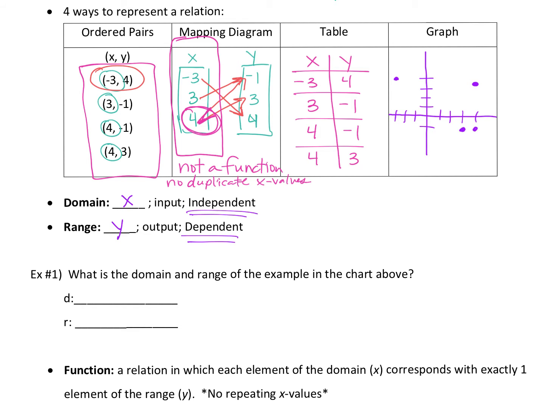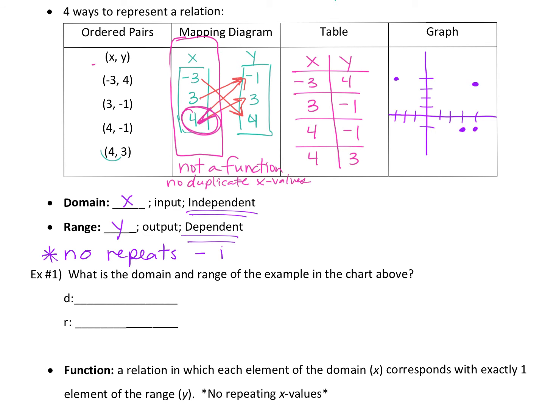Okay, so if you look at this example above, let me erase all this so you can see my numbers again. I want to know what is the domain and range. Now, domain and range, like I said up here, let's just write it. We can have no repeats, and we want to put them in order. Okay, those two things: no repeats, put them in order.